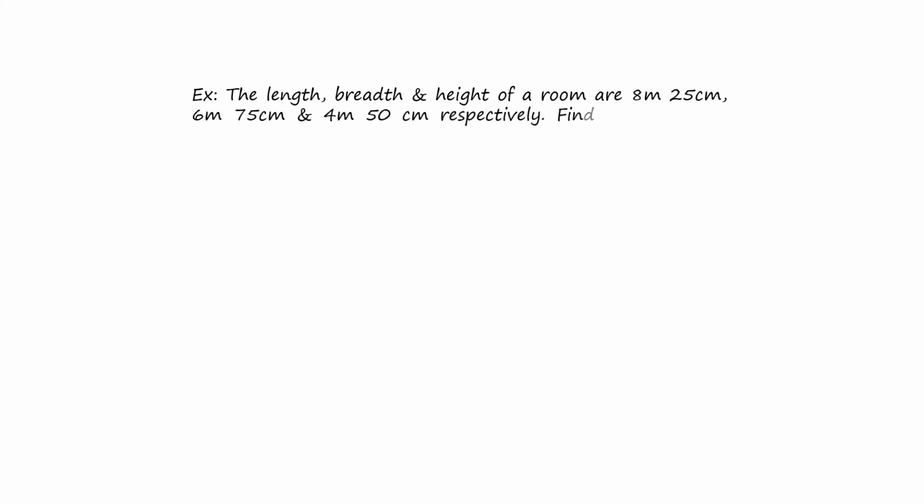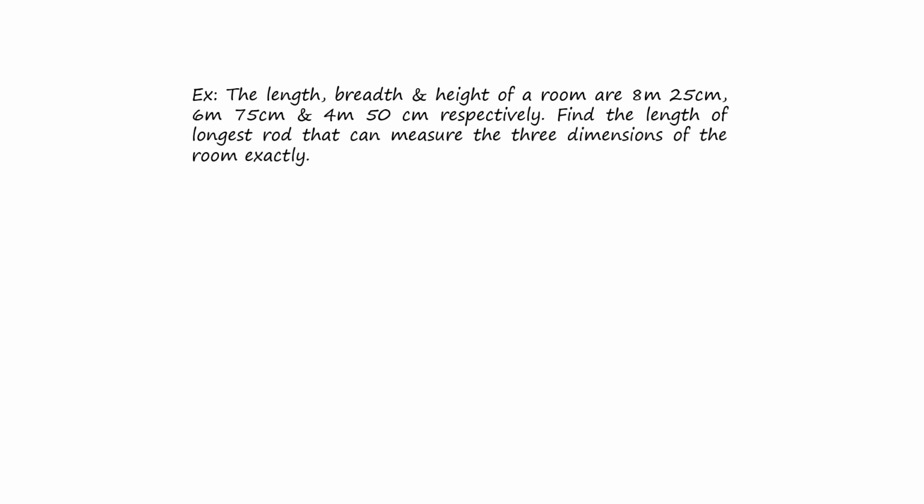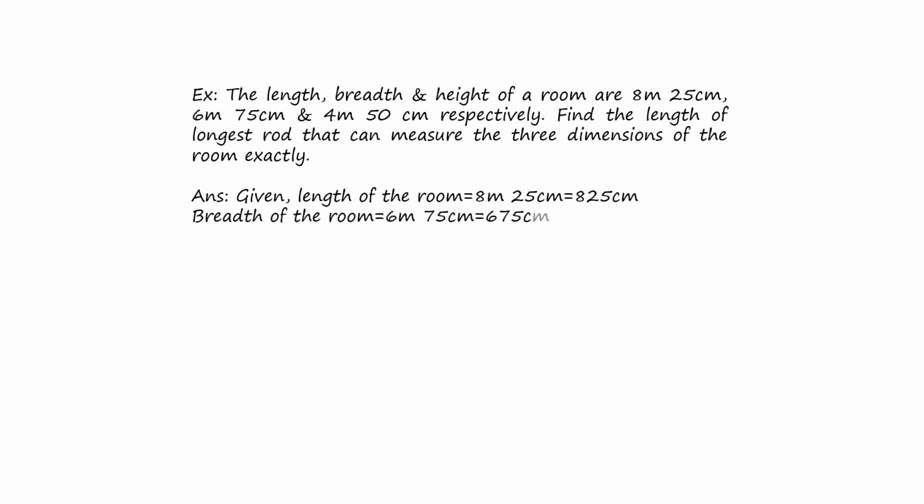The length, breadth and height of a room are 8 meters 25 centimeters, 6 meters 75 centimeters, and 4 meters 50 centimeters respectively. Find the length of the longest rod that can measure the 3 dimensions of the room exactly. Given the length of the room is 8 meters 25 centimeters, or let us convert into centimeters, it is 825 centimeters. Breadth of the room is 6 meters 75 centimeters, which is equal to 675 centimeters, and height of the room is 4 meters and 50 centimeters, or we can write it as 450 centimeters.